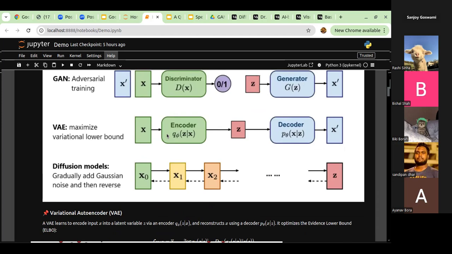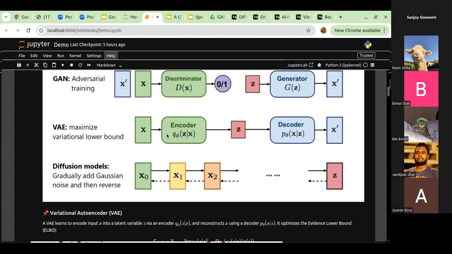One thing you have probably gone through: in every case I have just taken the example of X and X hat or X dash. But actually, if your input and output domains are totally different, then instead of X dash it will be Y. So maybe you are mapping from one domain to another domain completely.